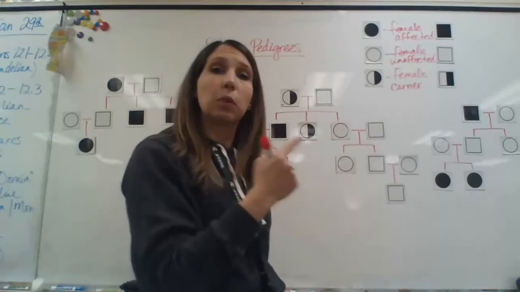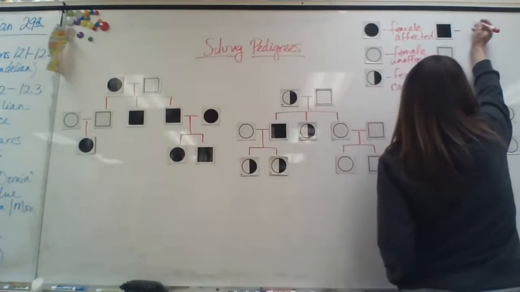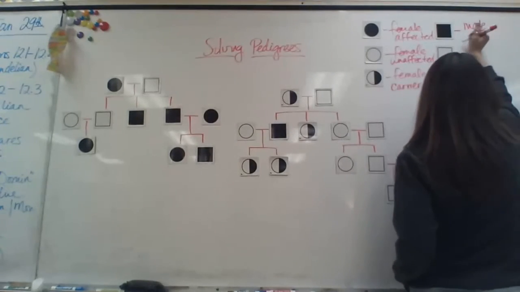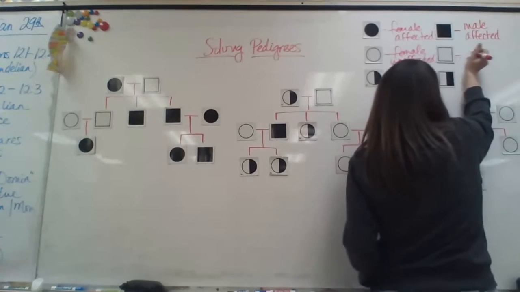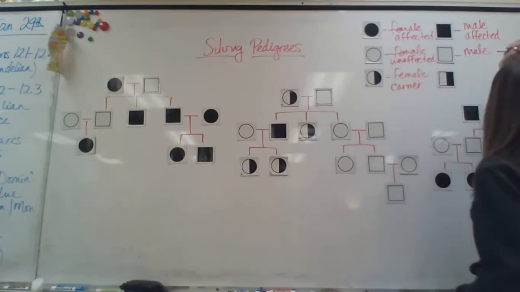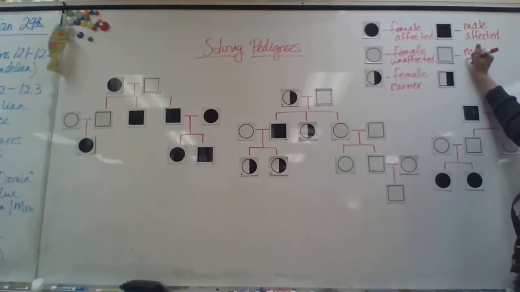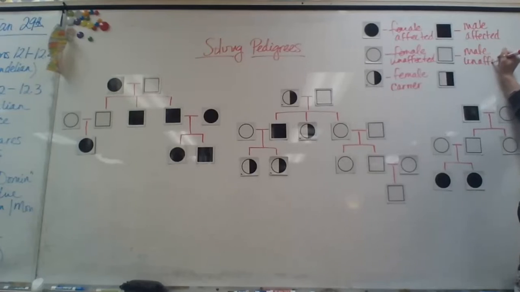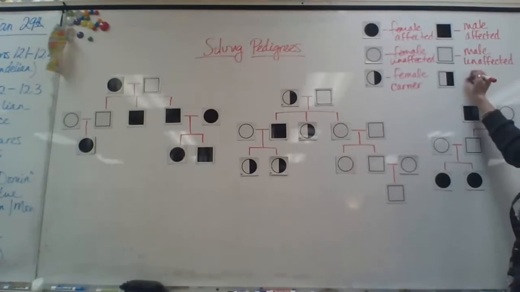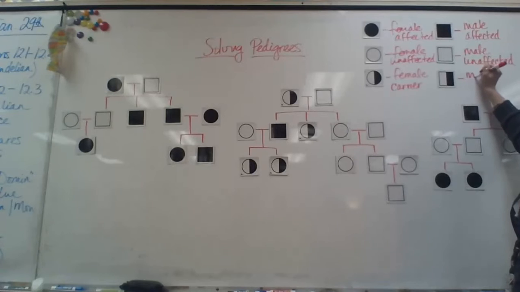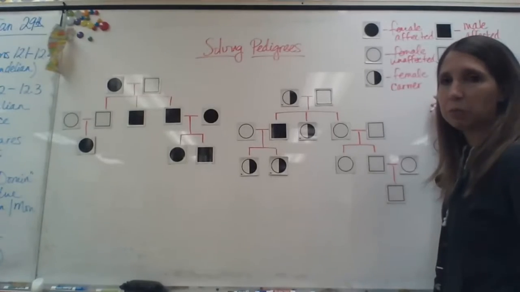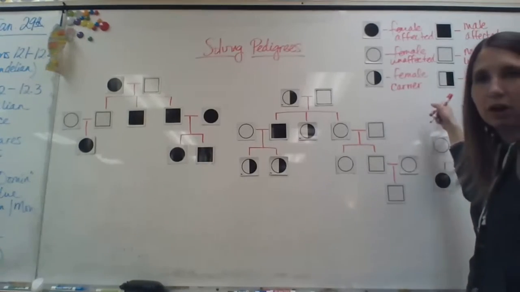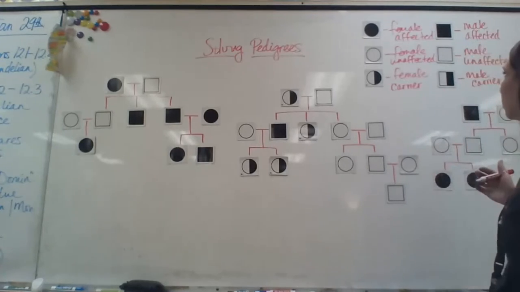In contrast to that, the squares represent males. All right, a filled-in male, just like a filled-in female, is going to be the male that's affected by the trait and has that physical expression of the trait. An empty square is going to be a male that's unaffected, similar to the empty circle. And then the half-shaded square is a male that's a carrier. And males that are carriers and that are labeled that way are going to be kind of important because we don't tend to see them that often on these things. And we'll talk about why that is a little bit later.